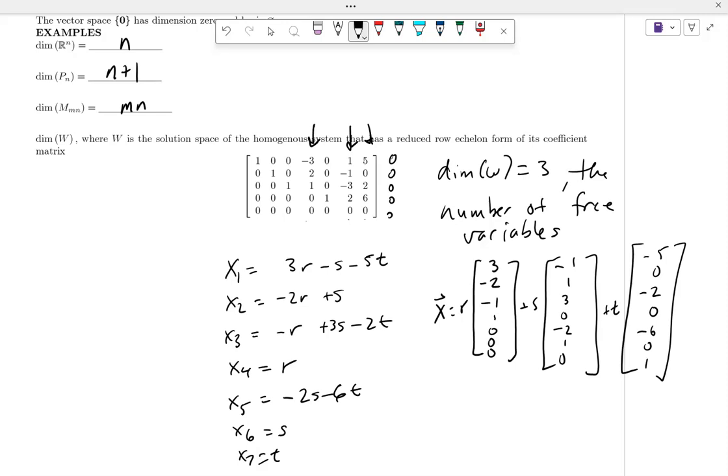I know I did it quickly. We've done this before. That's why I did that part quickly. That's not the interesting part that I want to talk about. I want to talk about dimension. Do you see a set of three vectors that can generate every single solution?